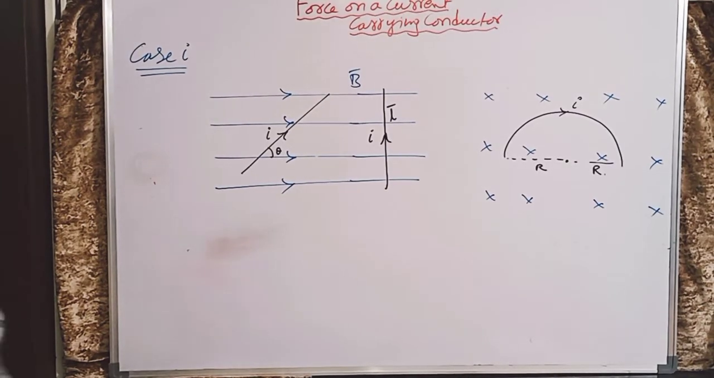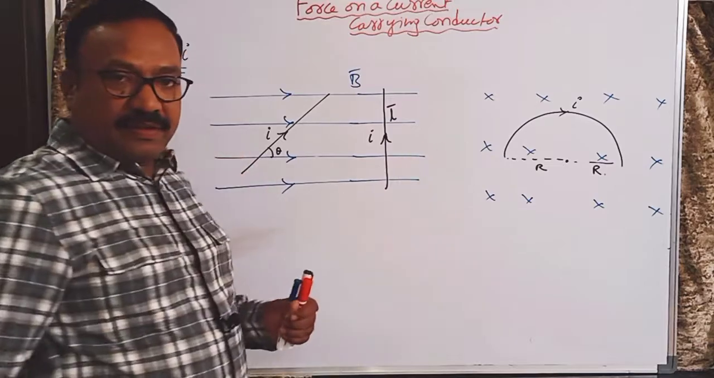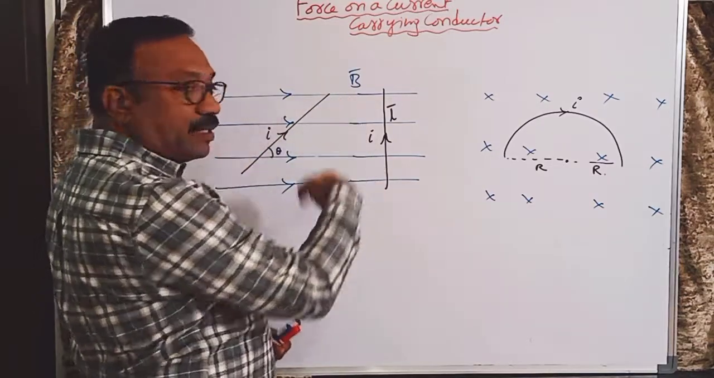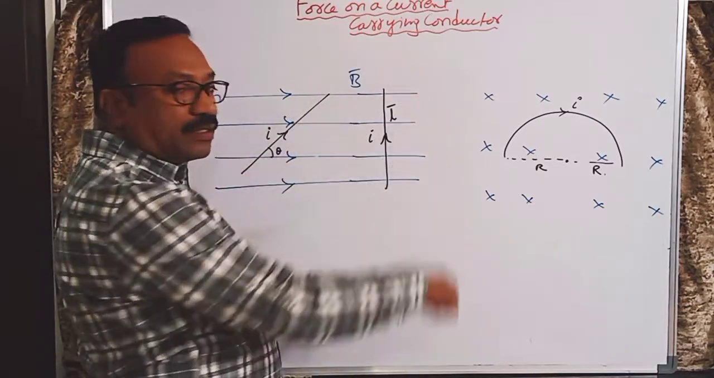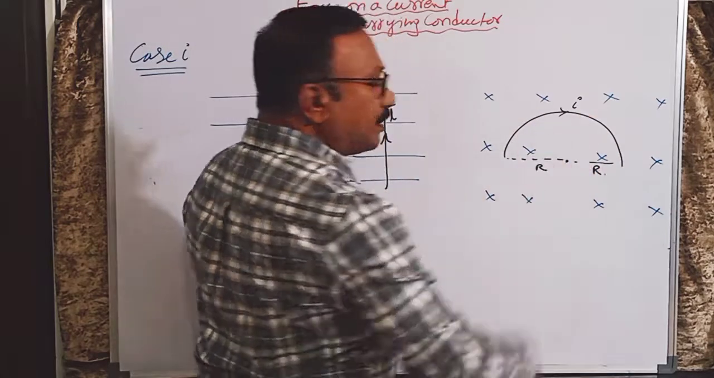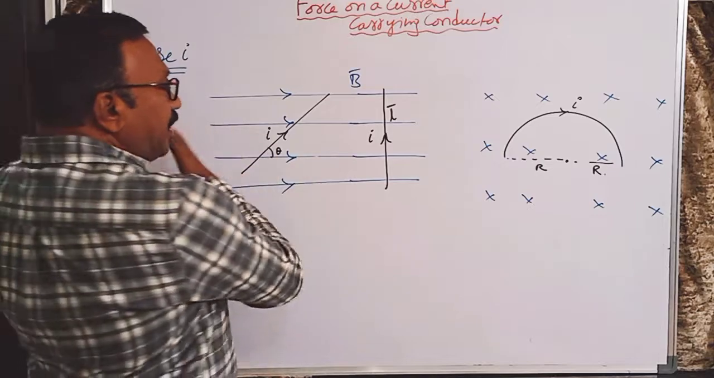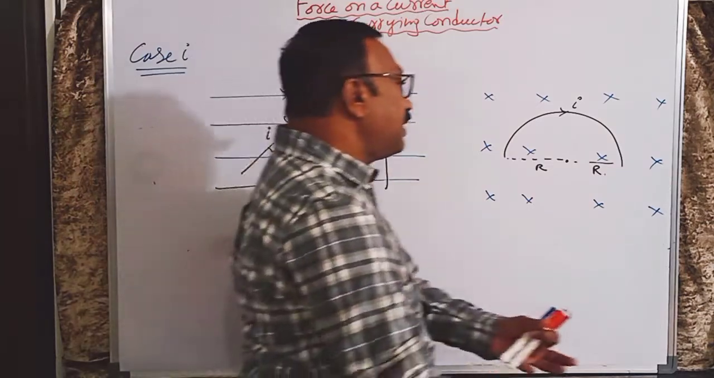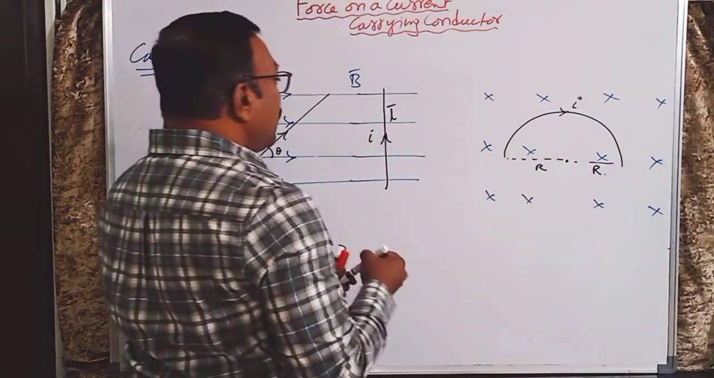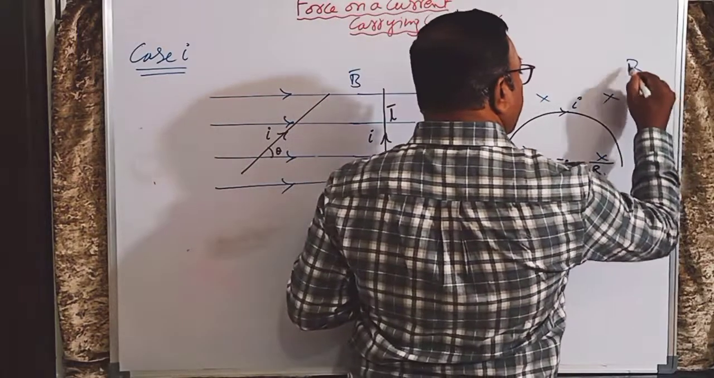Now here I am taking current carrying conductors in a magnetic field. This is one conductor carrying current. This is another conductor carrying current, and this is another current carrying conductor, and they are kept in a magnetic field. Here the magnetic field is from left to right. Here the magnetic field is into the board. That is the difference between these two cases.